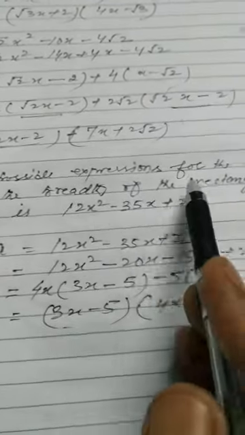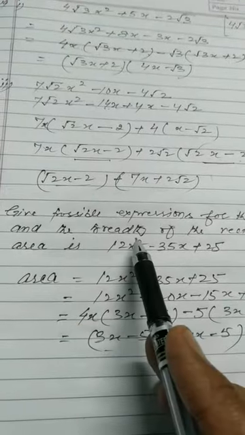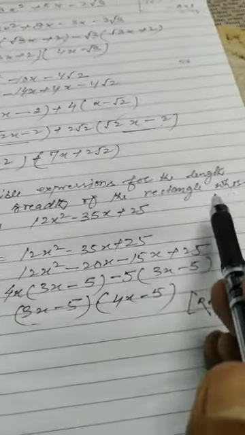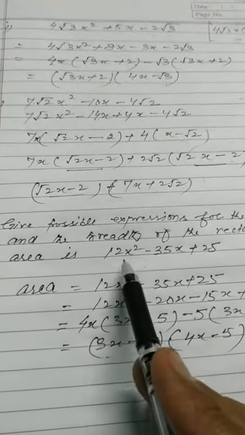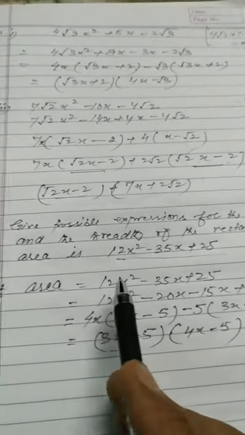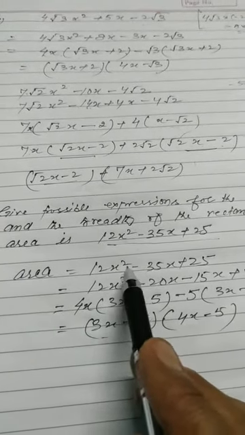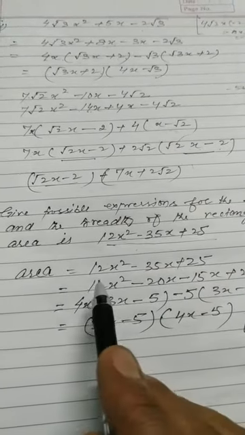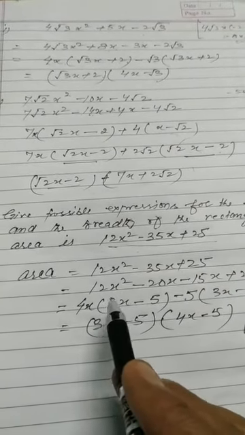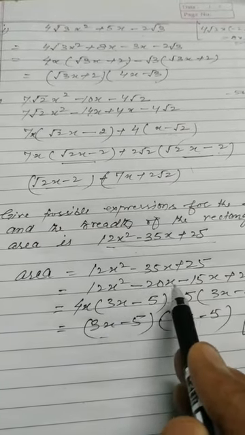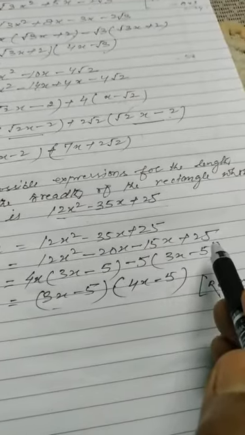Give the possible expressions for the length and the breadth of the rectangle whose area is given by this quadratic expression. Area equal to 12x square minus 35x plus 25. That equals 12x square minus 20x minus 15x plus 25.